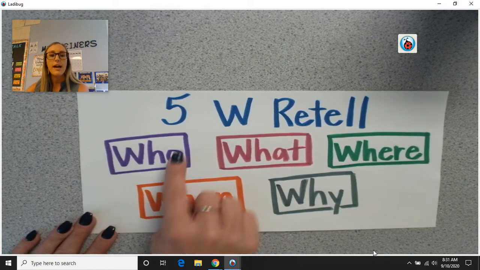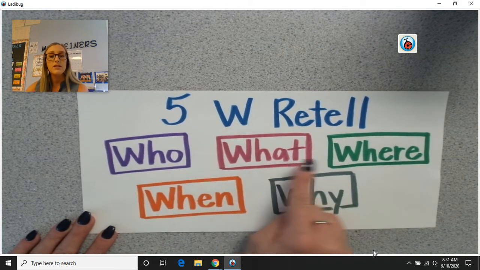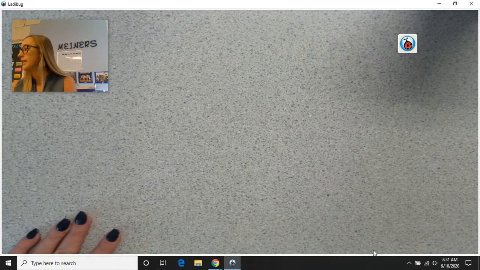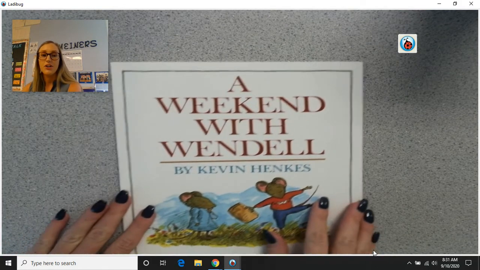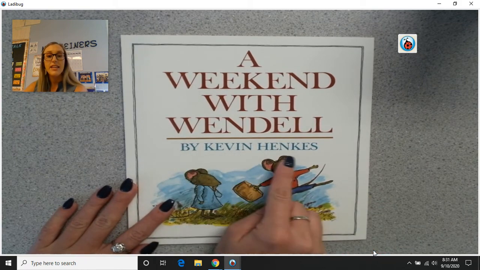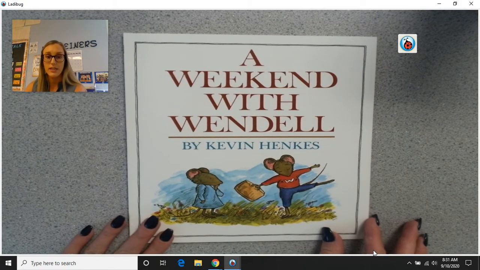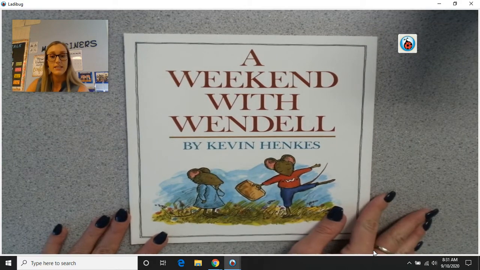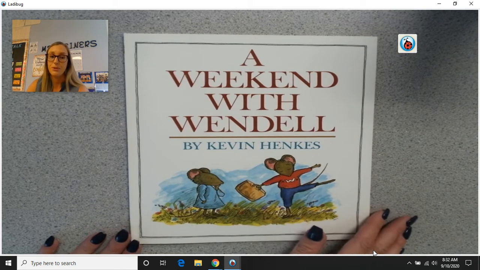Okay, so remember as I read to be thinking about the 5Ws and see if you can answer those 5Ws as I read. Okay, so today's story is one of my favorite stories, and it is called A Weekend with Wendell. So our author is Kevin Henkes. Okay, so our author is the one that writes the story, and our illustrator, interestingly enough, is also Kevin Henkes. So he is the author, the one who wrote the words, and the illustrator, the one who drew the pictures.